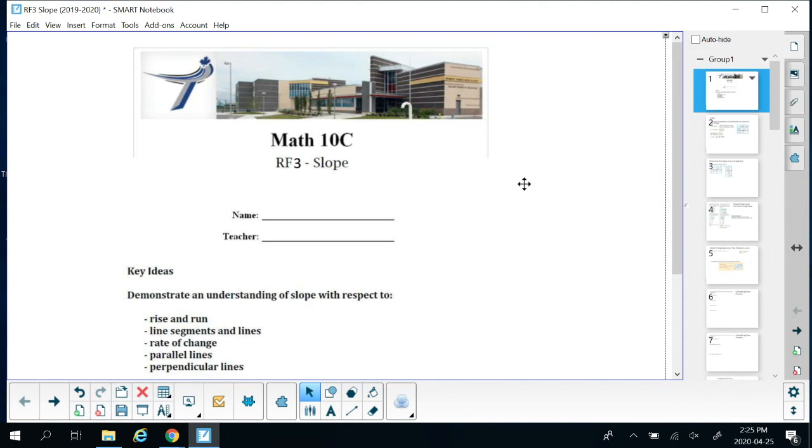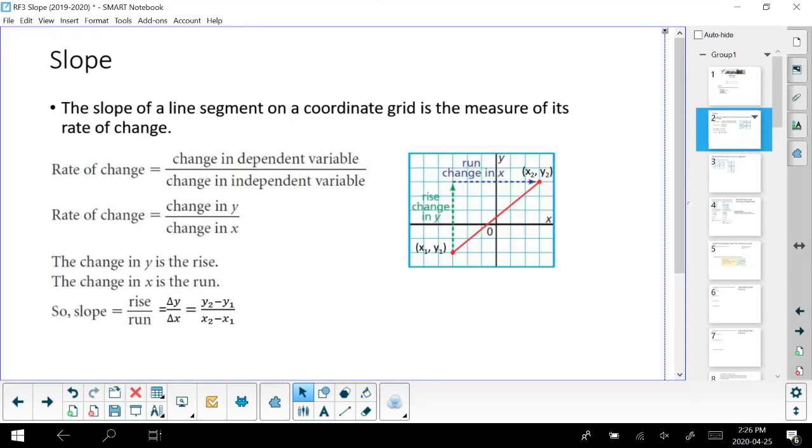Today we're going to talk about RF3 Slope. So that's relations and functions, outcome number 3, all about slope. So the first thing that we need to do is really identify what the definition of slope is.